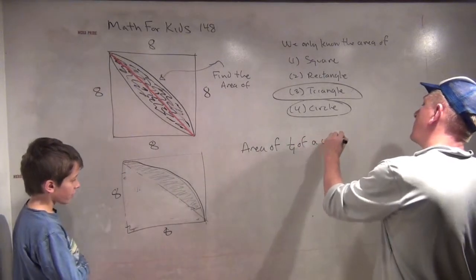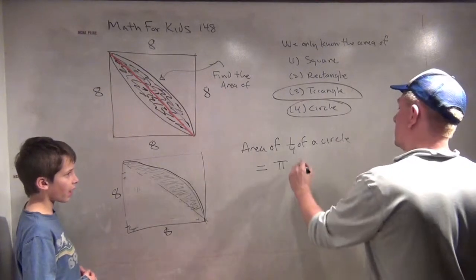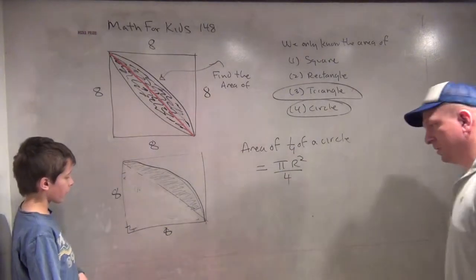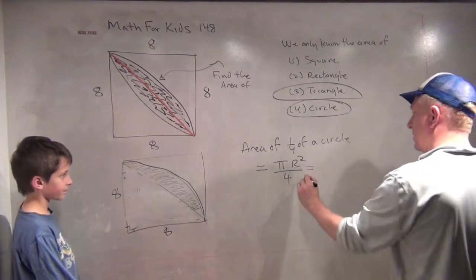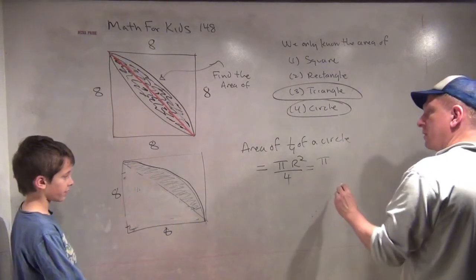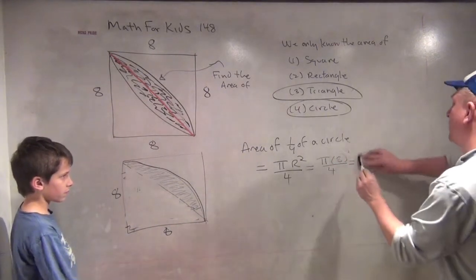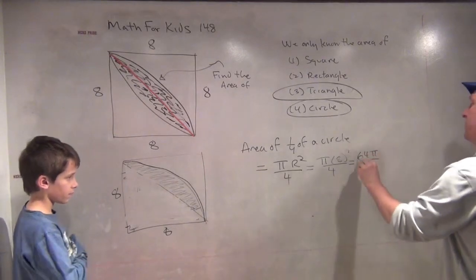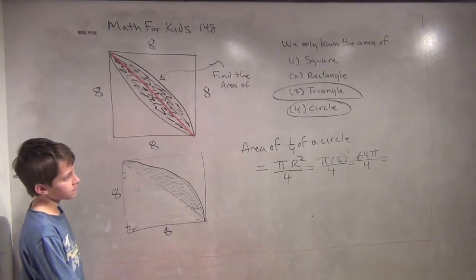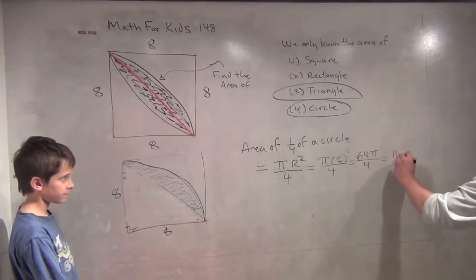It's pi r squared, but pi r squared what? The area of a quarter circle is pi r squared over 4. And the radius is 8. Okay, so that becomes what? It becomes pi times 8 squared over 4, which is 64 pi over 4. What is 64 divided by 4? 64 over 4 is 16. Right, so this is 16 pi.